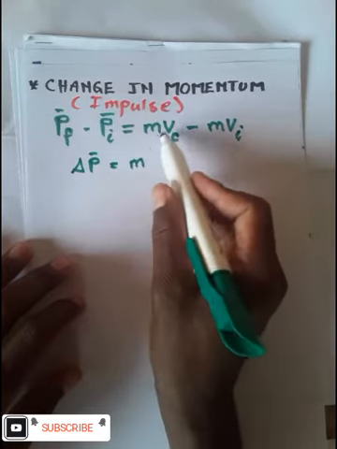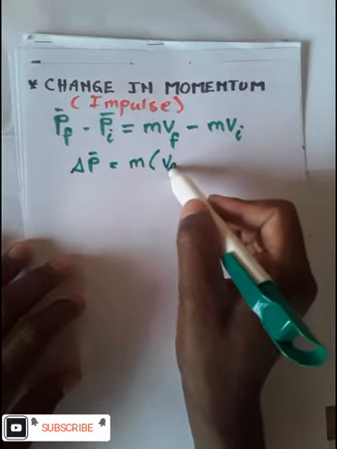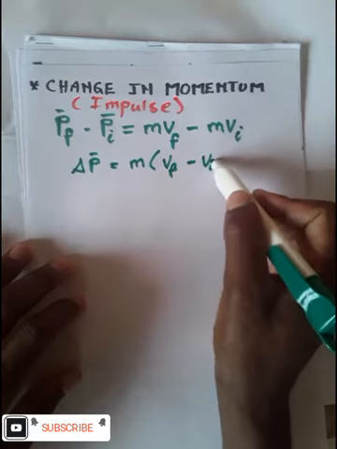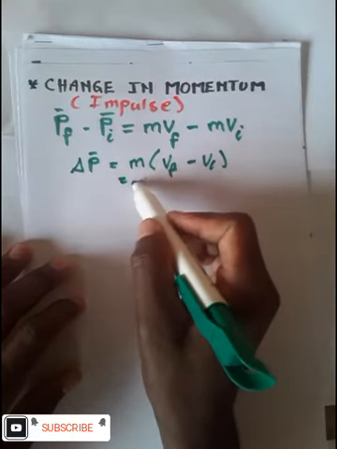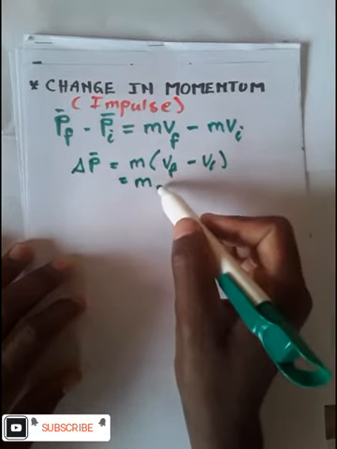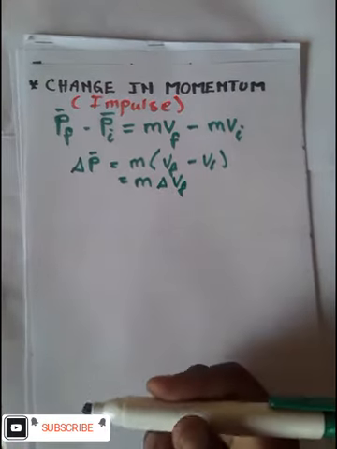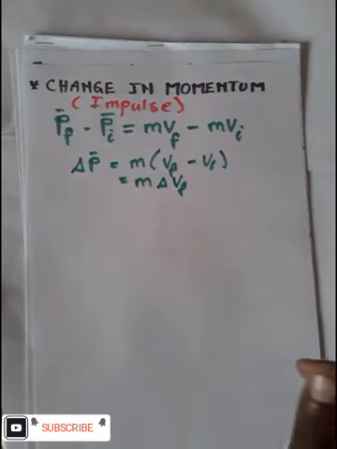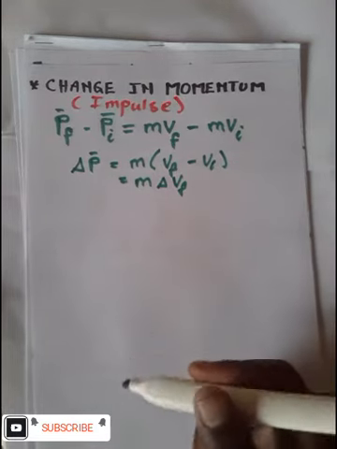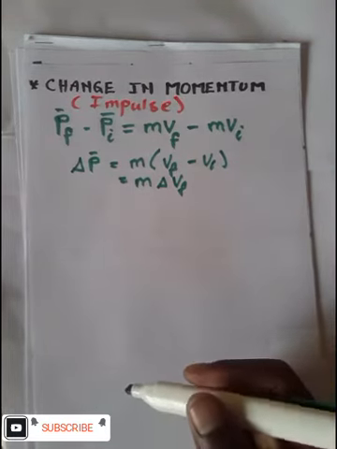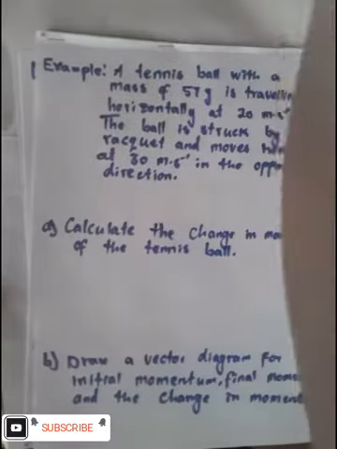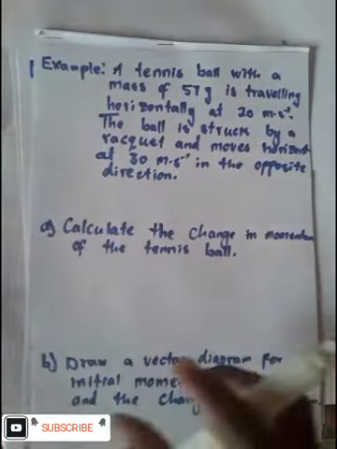We can take m out, and then v final minus v initial, which is the change in velocity, just like that. So the change in momentum is what we call impulse. So what's an impulse? Impulse is a change in momentum. That's an impulse.